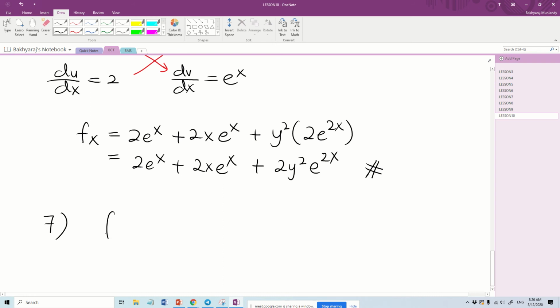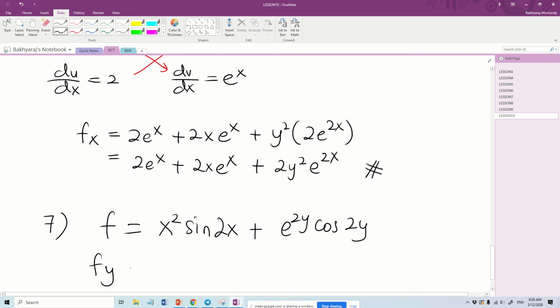Okay, let's say we have f equal to x square sin 2x plus y square exponent 2y cos 2y. Now I want to differentiate with respect to y.